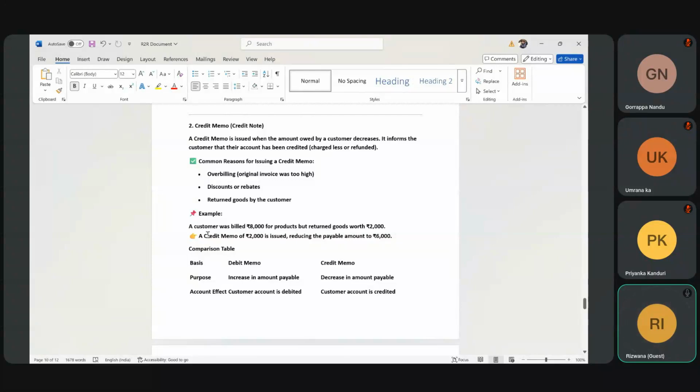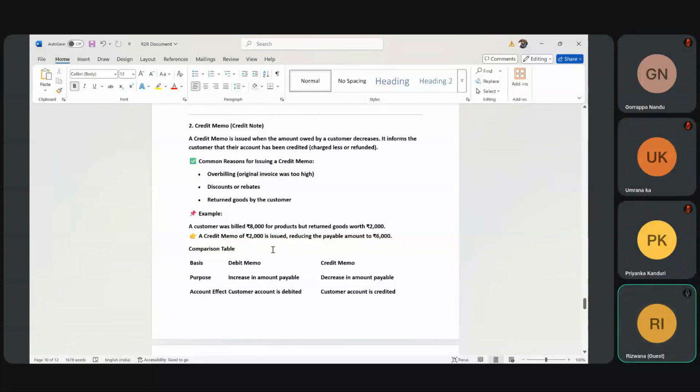For example, a customer was billed 8,000 for products but returned goods worth 2,000 rupees. He purchased for 8,000 but returned goods worth 2,000. So a credit memo of 2,000 is issued, reducing the payable amount to 6,000. Because once the bill was generated for 8,000, he returned goods for 2,000, so the value of the original invoice decreases to 6,000, right?